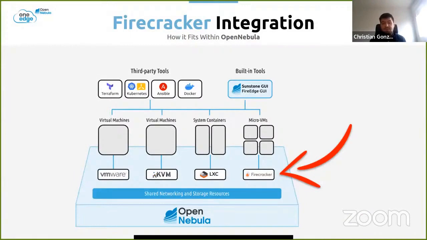So this is an image just to show you how these Firecracker microVMs fit within the OpenNebula environment. Before including this support, we already had support for normal virtual machines with VMware and KVM. We already supported system containers with LXC, and now we have these micro VMs also, which provide more flexibility to our users to deploy their workloads in the way that fits their use cases better.